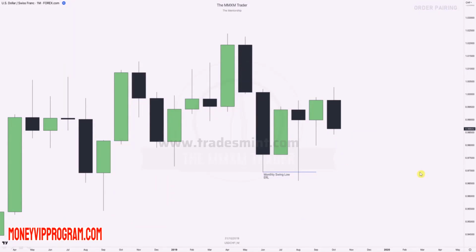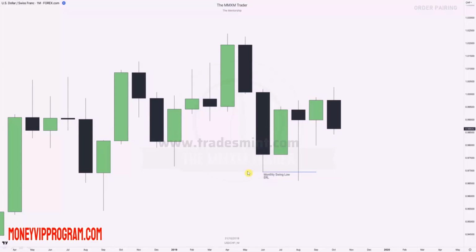So over here we have a US dollar Swiss franc monthly chart, and this is going to be an example about the monthly external range to internal range liquidity. So we've got this low down here, right? This is external range liquidity on a monthly because this is a swing low.